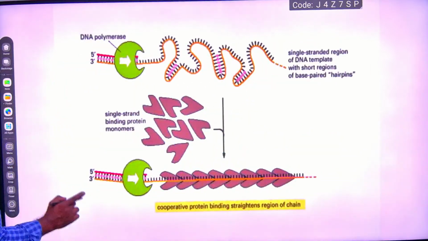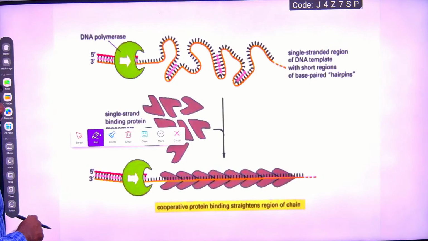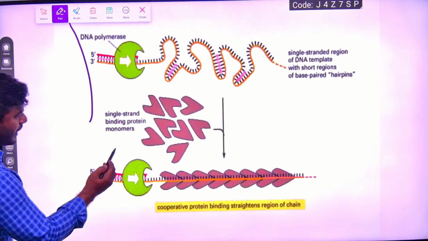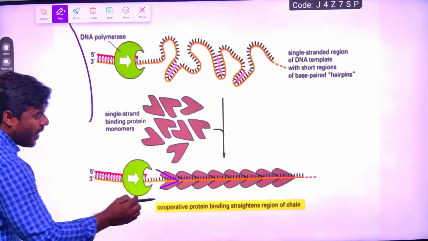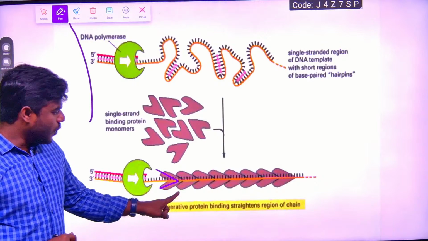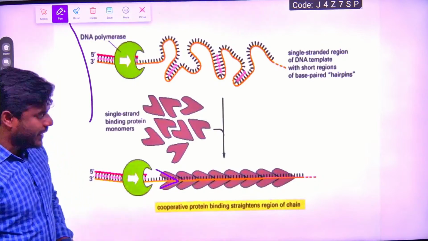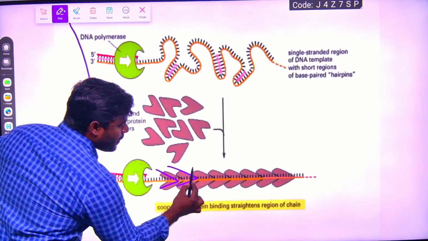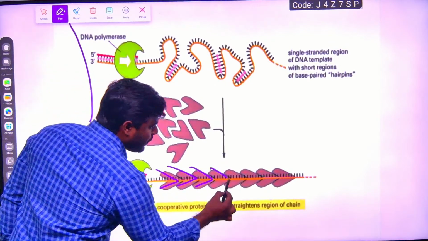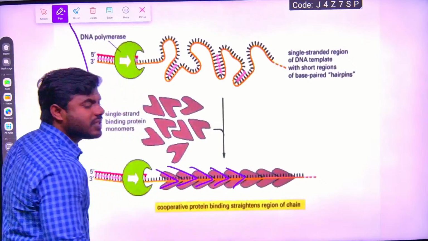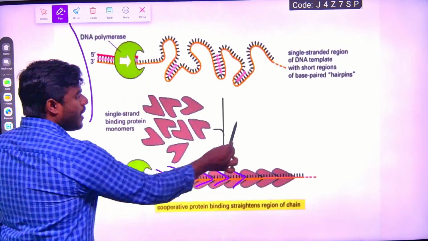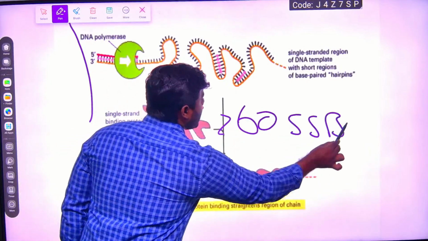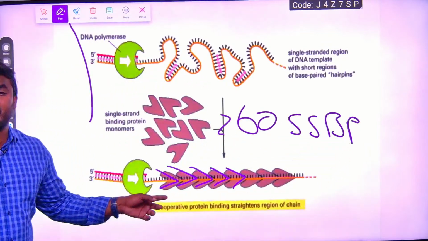Yeah, if you observe it, how many SSBPs will actually come and attach? This is the most important statement to be remembered. This is one SSB. One SSBP protein will provide a binding site to another SSBP protein. Then the second one will provide the binding site for the third, the third for the fourth, and so on. In this way, all more than 60 SSBPs will come and attach to the single stranded DNA.